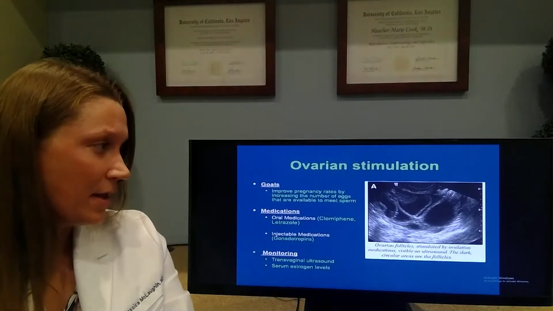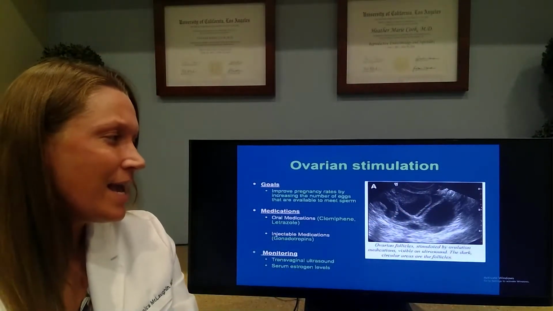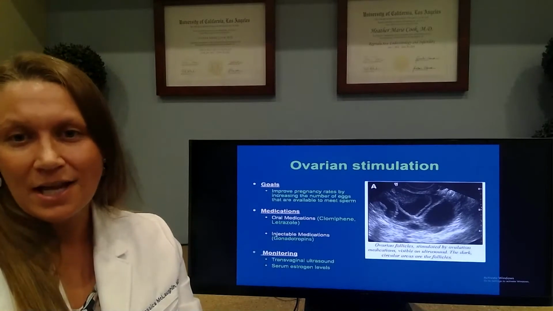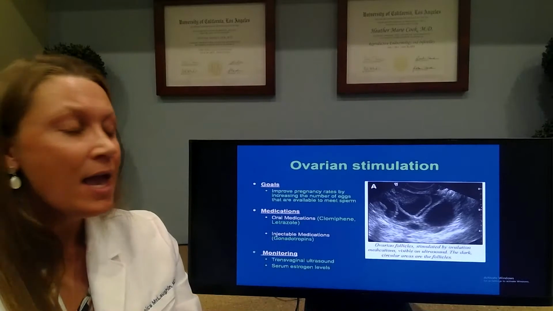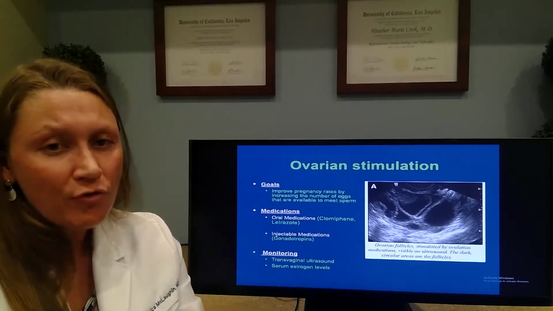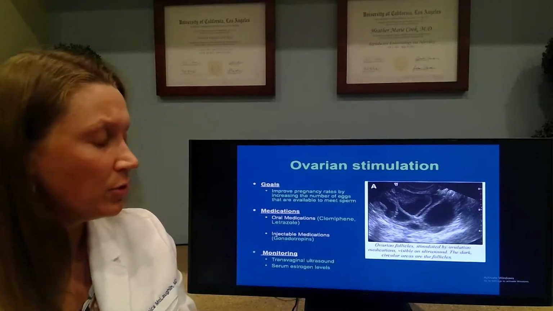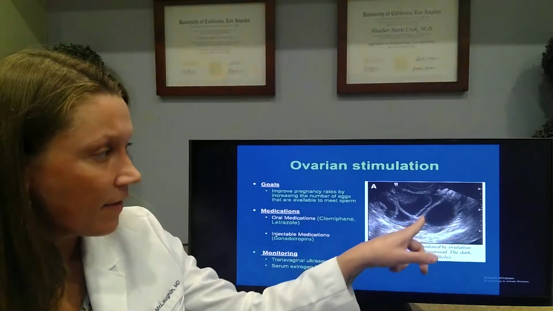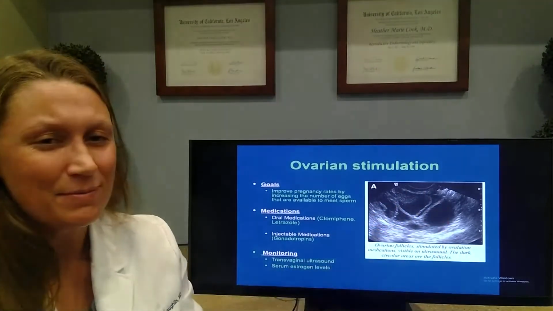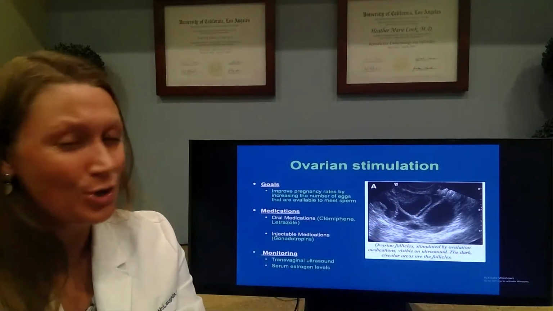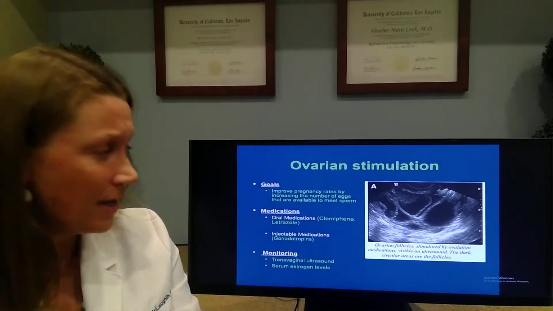So, ovarian stimulation, this is an example of how we've stimulated the ovaries. It's giving you medicine to help the ovaries form more than one follicle, more than one egg. And so, the goal is to improve pregnancy rates by increasing the number of eggs that are available to meet sperm. So, these are all eggs and follicles that we've stimulated. They are nice, big black circles because they're mostly fluid filled. The egg is in there and it is microscopic.